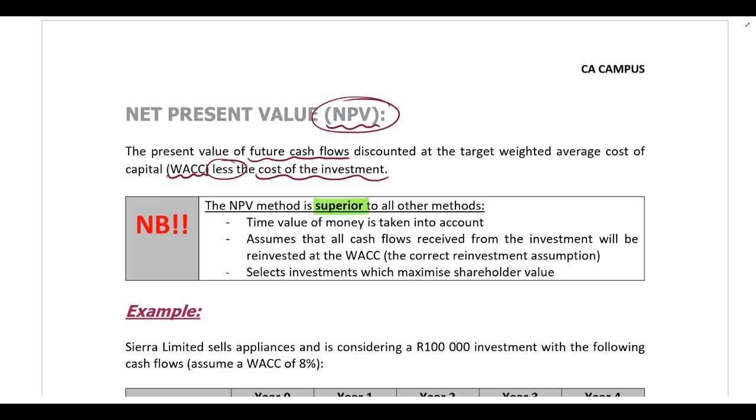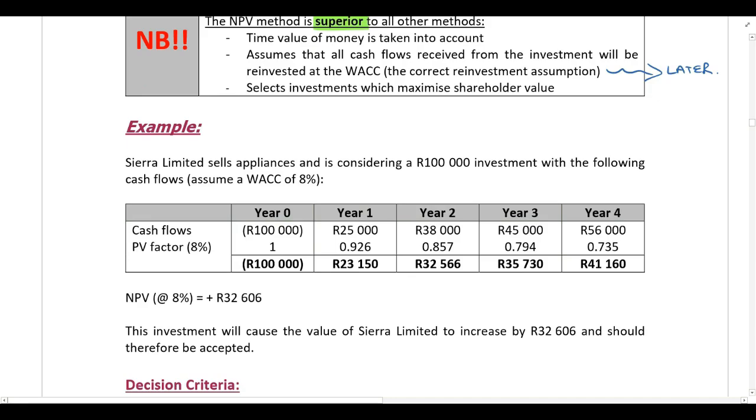We are going to discuss this in a little bit more detail when we get to the internal rate of return method. So for now, I just want you to make a note that we are going to come back to this later. And lastly, it selects investments which maximize shareholder value. So if you are required to discuss why the net present value method is superior to all other methods, those are the reasons why. Let's look at an example.